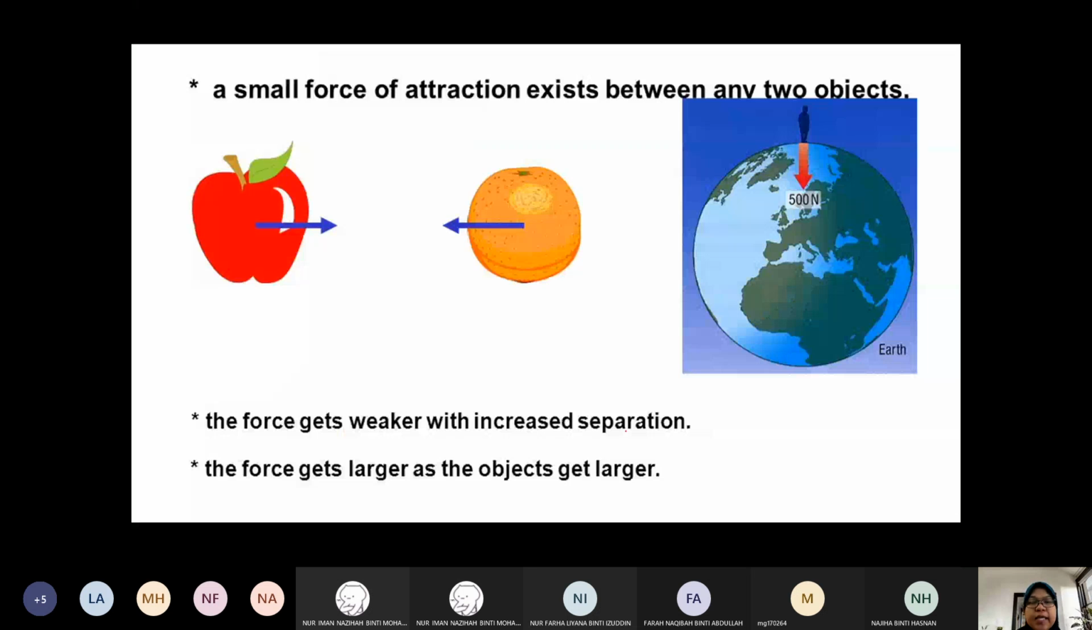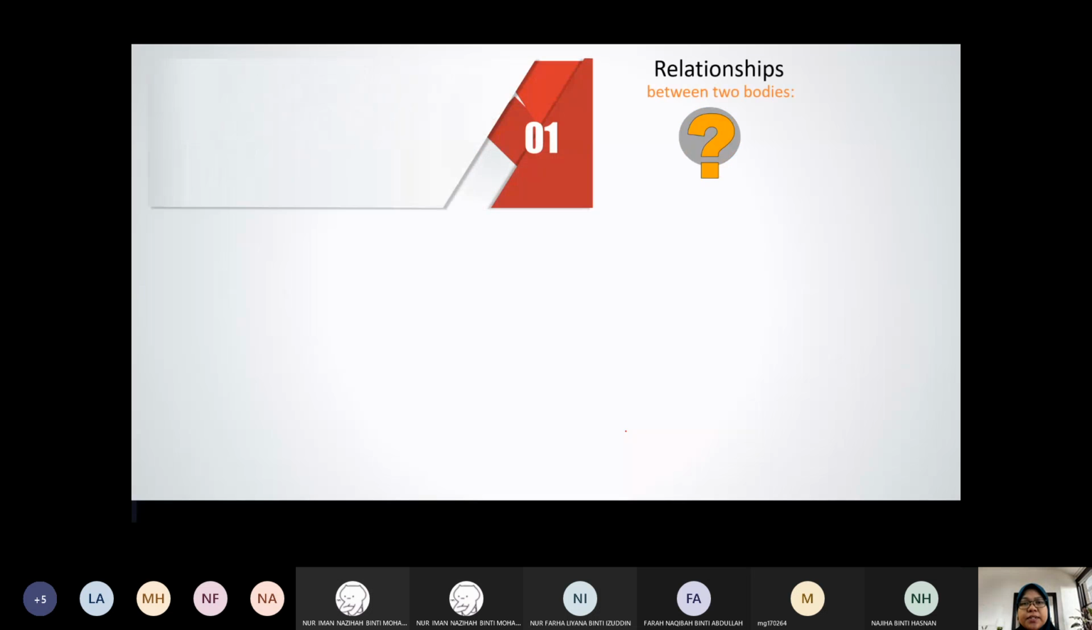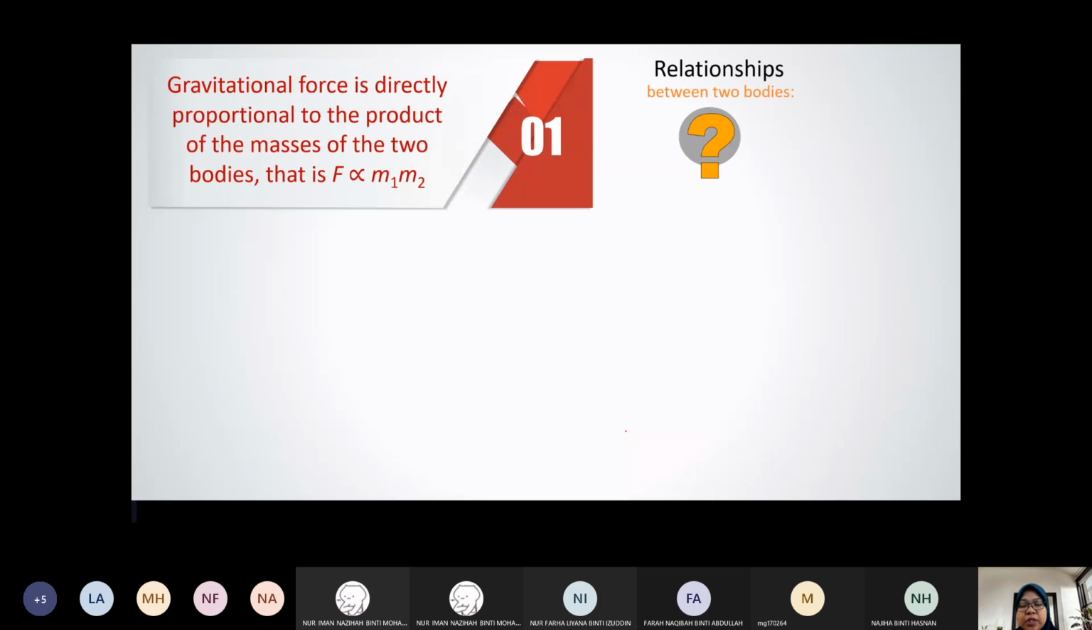Okay? Right. So, this is just emphasize. Okay, I emphasize again. Now, this is difference between gravitation and gravity. Okay, so before this, we always talk about gravitational acceleration, and so on and so forth. So gravitation is the force between any two bodies. Alright. Okay. So now next look at the relationship between two bodies. So we talk about the two bodies and we say any two bodies will have gravitational force. So what is the relationship between the two bodies?